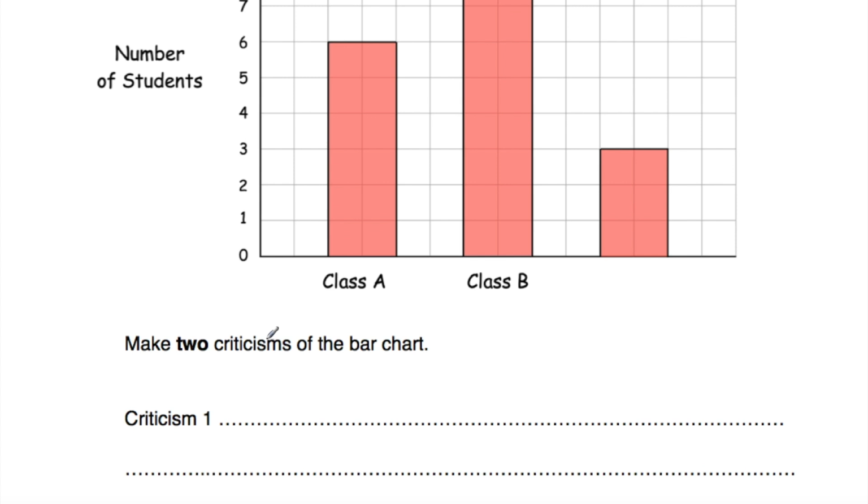So for criticisms, we're trying to write down things that are wrong with this bar chart. Whenever we've been asked to write down 2 criticisms of a bar chart, we're trying to find 2 things that are wrong with the bar chart.